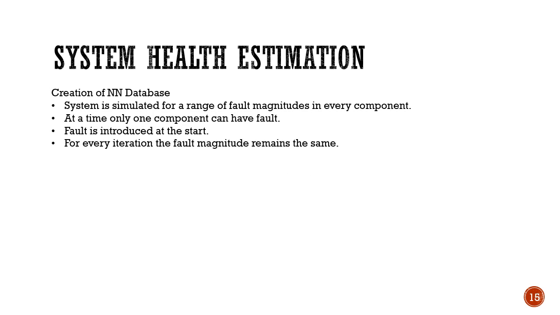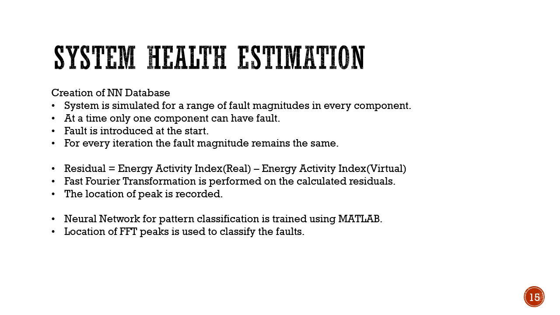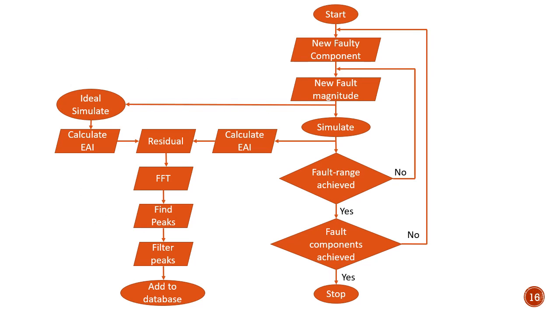The creation of neural network database is done using iterative process. The system is simulated many times under the following conditions to create a neural network database. Residuals are generated as a difference in the energy activity index of real and virtual system. Fast Fourier transformation is performed on the generated residuals, and the peak locations are recorded and used in neural network. The flowchart shows the iterative process for neural network data generation.